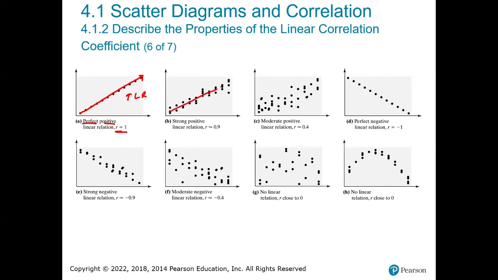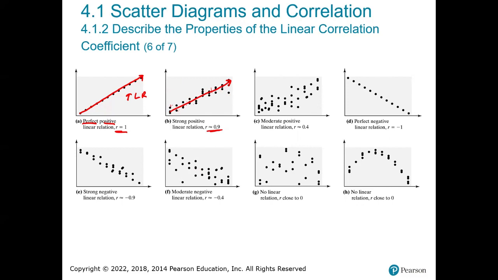B, we still have a really strong positive. I'm still moving in that positive direction here, but you'll see a little bit of variation from the line. They're a little above, a little below, but still really close. Okay, so this one has an R value of about 0.9. It's still very strong and it's still positive, but it's not perfect anymore.